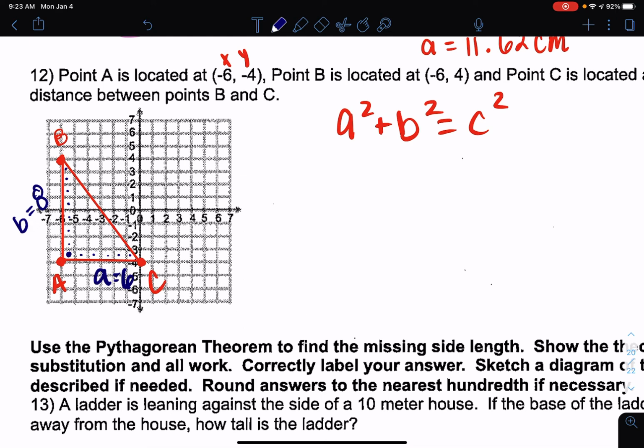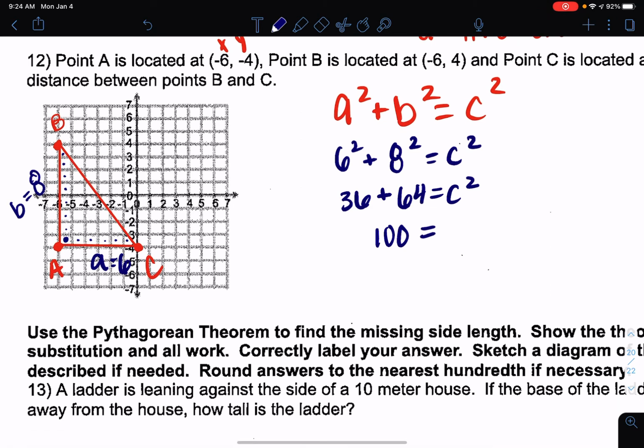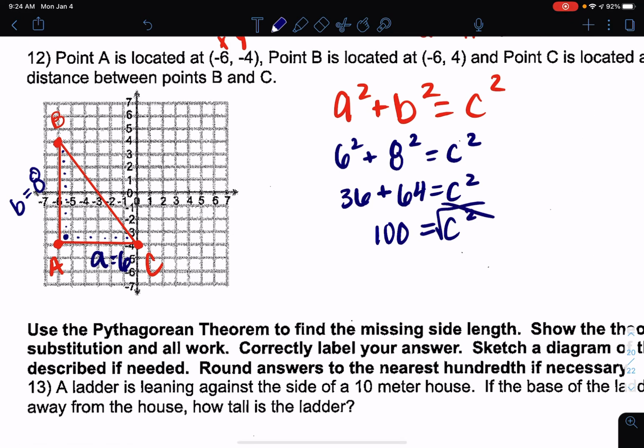Okay, plugging this into my formula, I have 6 squared plus 8 squared is equal to c squared. And simplifying, 6 squared is going to give me 36, 8 squared is going to give me 64, is equal to c squared. I can still simplify by adding my two numbers. So 36 plus 64 is equal to 100 is equal to c squared. And my last step is going to be square root. So I square root both sides, and c is equal to 10 units. The square root of 100 is 10.